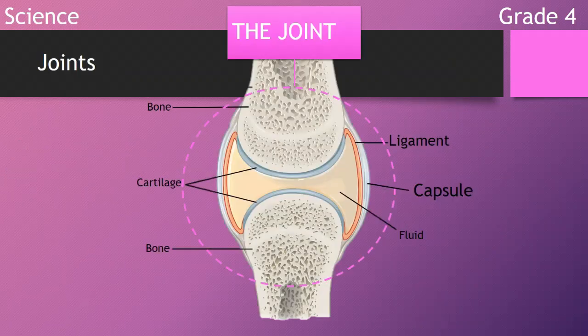This figure shows that joint, as we see, is not a single structure. It is formed by a group of parts combined or linked together to form a joint.